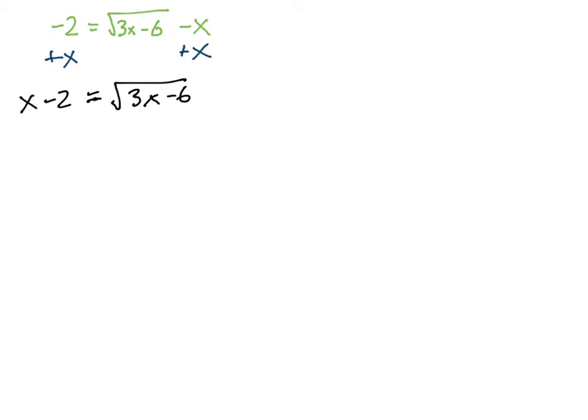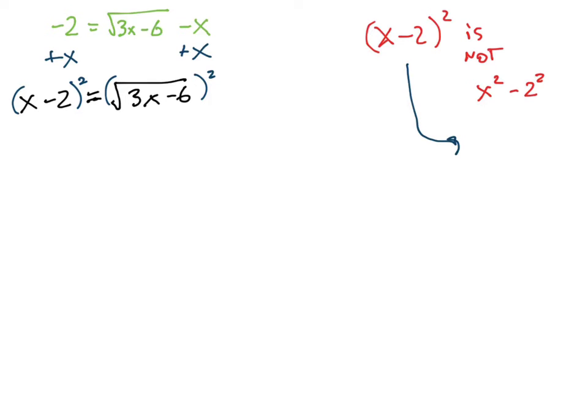Now when we square both sides of the equal sign here, we have to remember that x minus 2 all squared is not the same as just doing x squared minus 2 squared. The correct way to multiply x minus 2 times itself is to distribute that out as a polynomial.